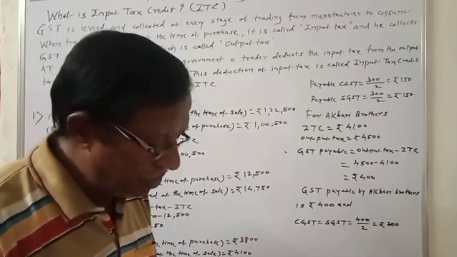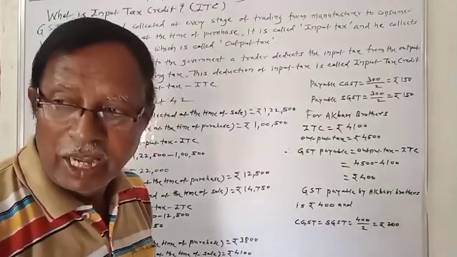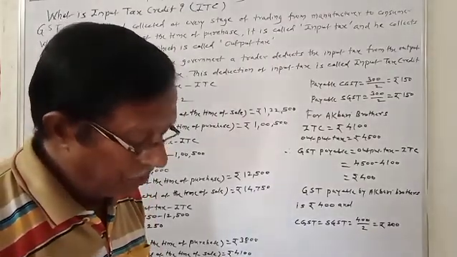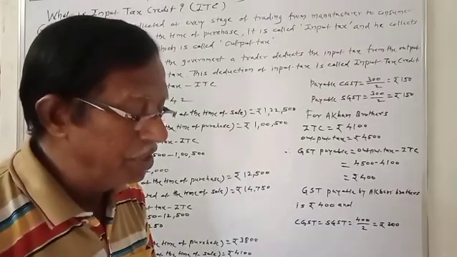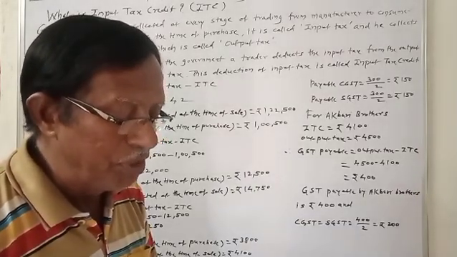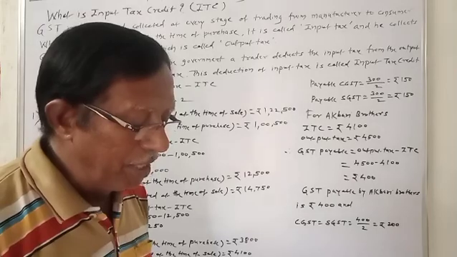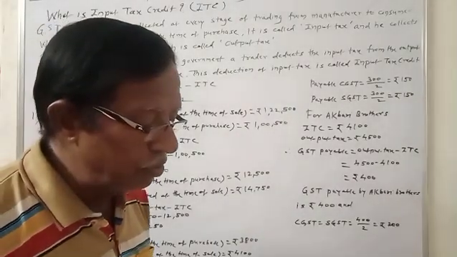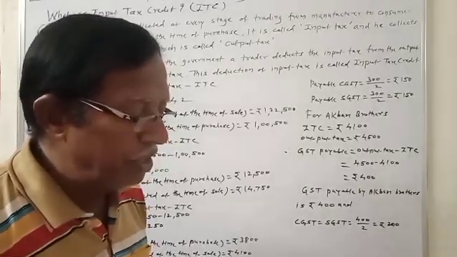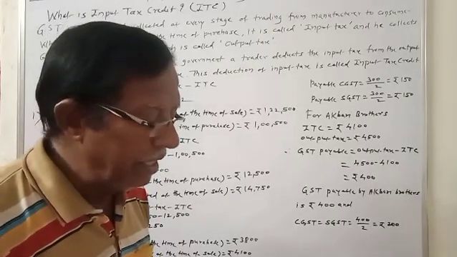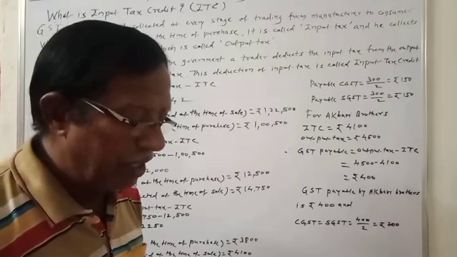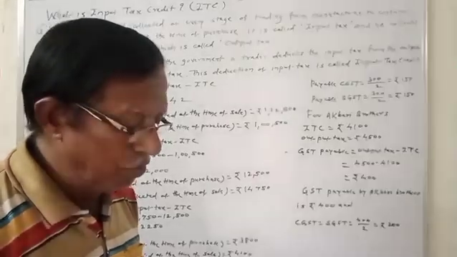B2B is business to business, and B2C is business to consumer. Trading between GST holders is known as business to business, in short, B2B. Trading between a GST holder and a customer is known as business to consumer, in short, B2C. This is the last link in the trading chain. Bifurcation of taxes paid to the government by the traders at each stage is shown here.